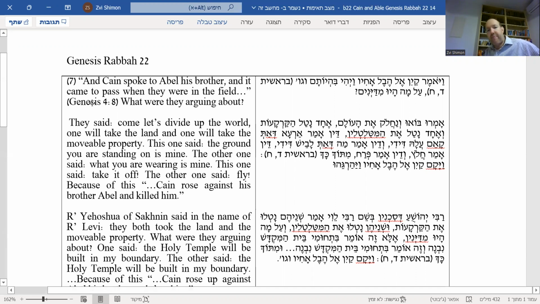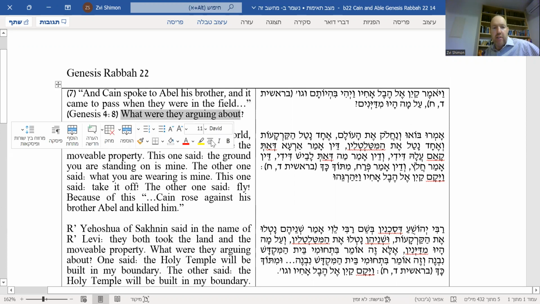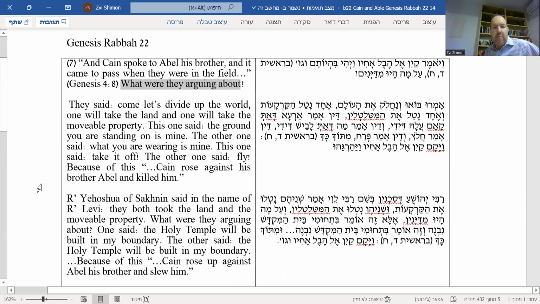So let's read. I have it here both in English and in translation. And Cain spoke to Abel his brother, and it came to pass when they were in the field. So this is the quote of the verse that we read, right, verse 8 in our story. So the rabbis ask, what were they arguing about? What was the discussion here? What did they say to each other? So there are a couple of opinions.